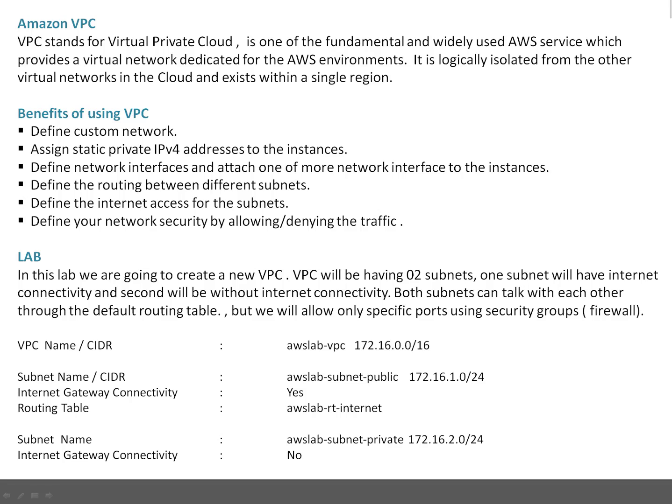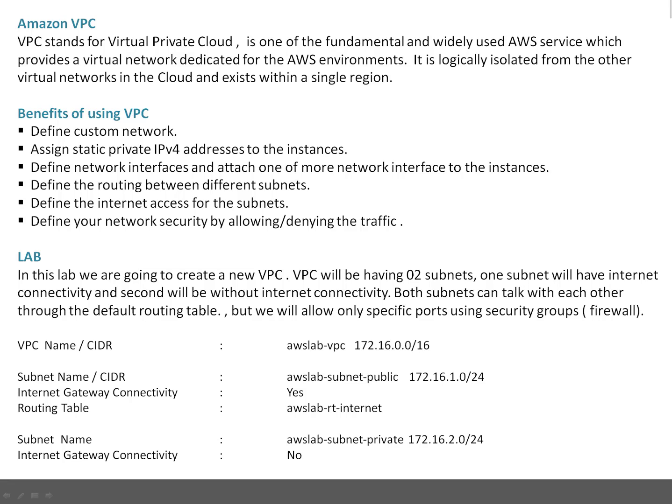The first subnet which we are going to create, that would be named AWS lab-subnet-public. Basically, this will be having internet connectivity. The CIDR would be 172.16.1.0. You can see here the third octet is 1. This particular subnet would be having internet connectivity. Basically, internet gateway will be connected to this particular subnet. Routing table will be named as AWS lab-rt-internet.